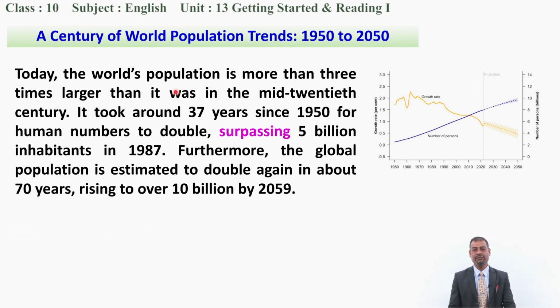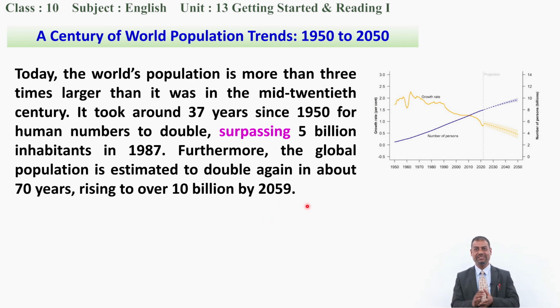Today, the world's population is more than 3 times larger than it was in the mid-20th century. It took around 37 years since 1950 for human numbers to double, surpassing 5 billion inhabitants in 1987. Furthermore, the global population is estimated to double again in about 70 years, rising to over 10 billion by 2059.